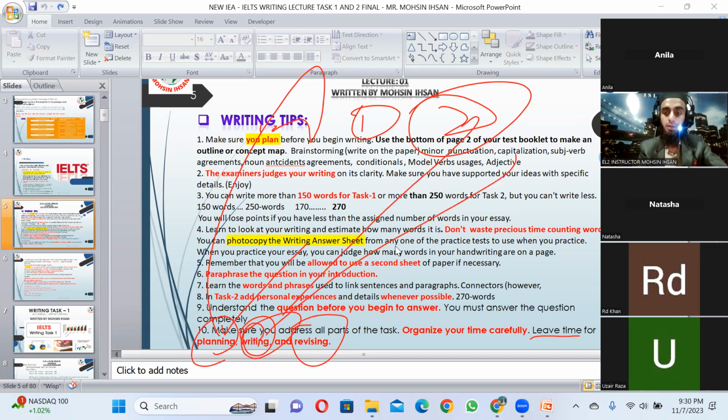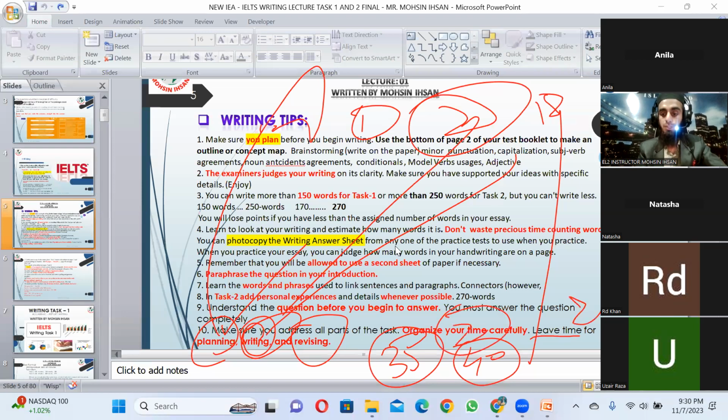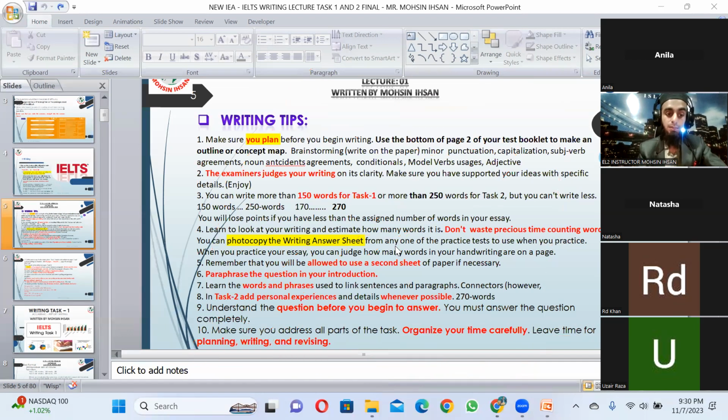Next, you're writing for task 1 about 18 minutes, task 2 total time is 40 minutes. So out of 40, 35 minutes for writing, 2 minutes for brainstorming, 2 minutes for revising, right? So organize your time wisely. This is going to help you to avoid minor mistakes.